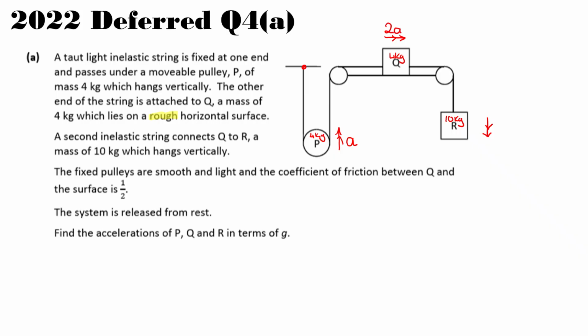Now, if you focus on Q and R, they will have to move with the same acceleration, meaning that this is simply going to be 2a. So we can look at this in two parts. Just bear in mind that we do want our answer in terms of g. So rather than filling in our 9.8, we're going to be filling in g in all of our equations. The other thing to note is we have two strings, which means we're going to have two different tensions depending on which string we're working on.